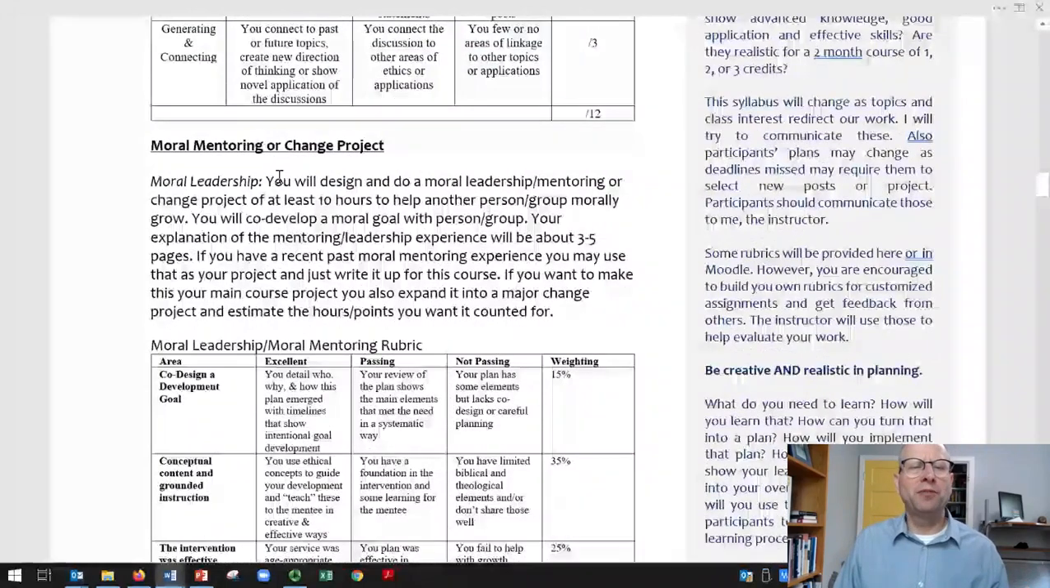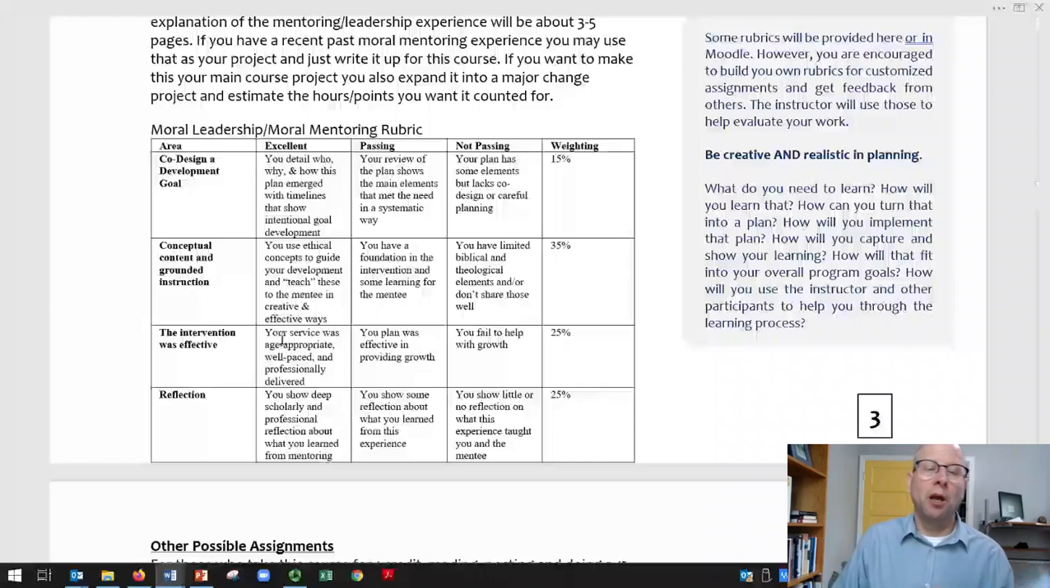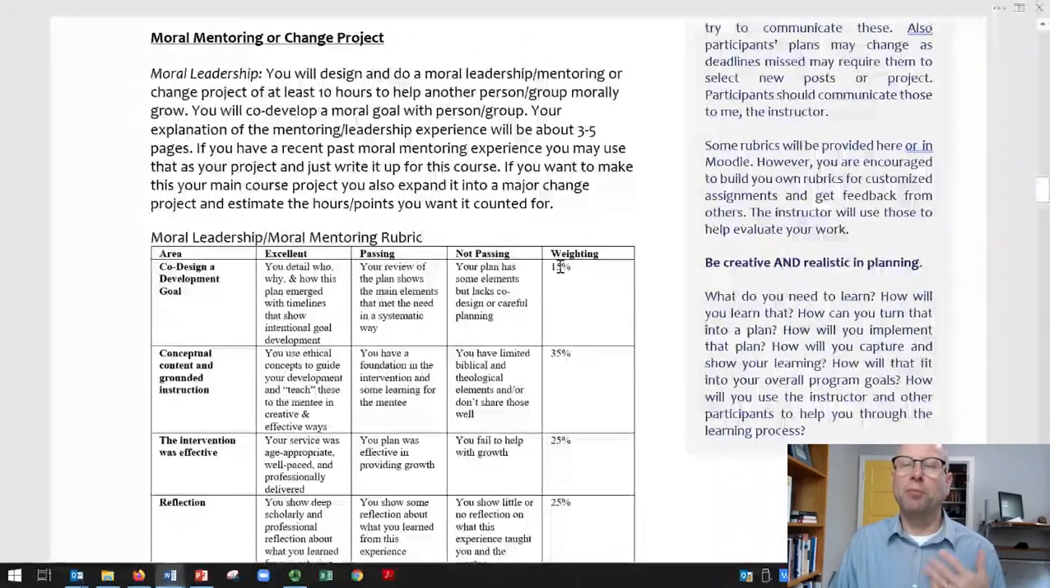Here's an outline of a moral mentoring project. You basically pick a group or a person that you want to help. You dialogue with them about this. Tell them, hey, I'm doing this moral mentoring project where I'm helping people. You co-design it with them. You come up with a conceptual map of what you want to accomplish. Come up with an intervention strategy. Could be weekly meetings. Could be other things that you engage in doing with them. And then you do that intervention, and then you reflect on it. So there's the weighting of the final 3 to 5 page paper reviewing your moral mentoring project.